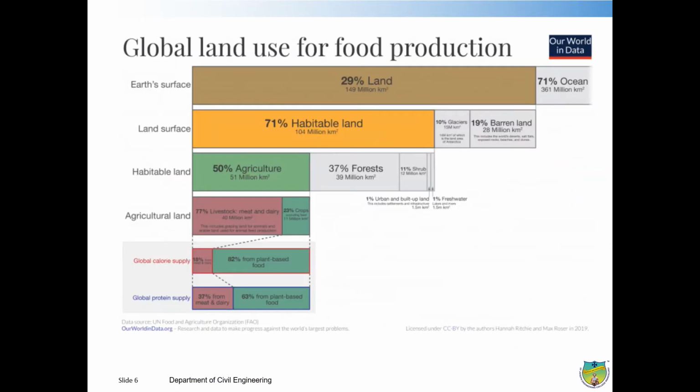So the global land use for food production, where Earth's surface is divided into two parts, that is 29% of the land and 71% of oceans. And the remaining split ups you can see 71% is as habitable land, 10% consists of the glaciers and 19% is the barren land. So in this you can see the remaining split ups where 50% of this 71% of the habitable land is used for agriculture.